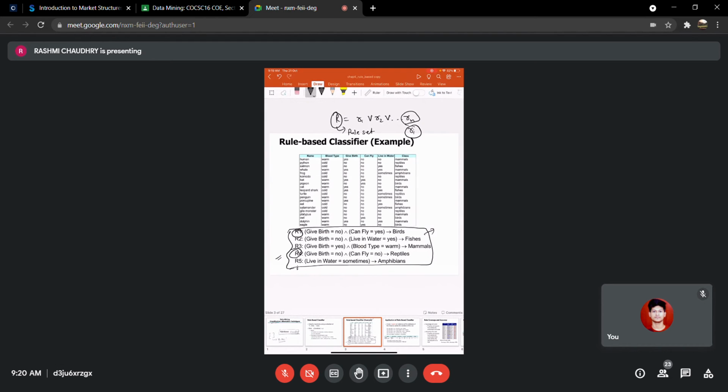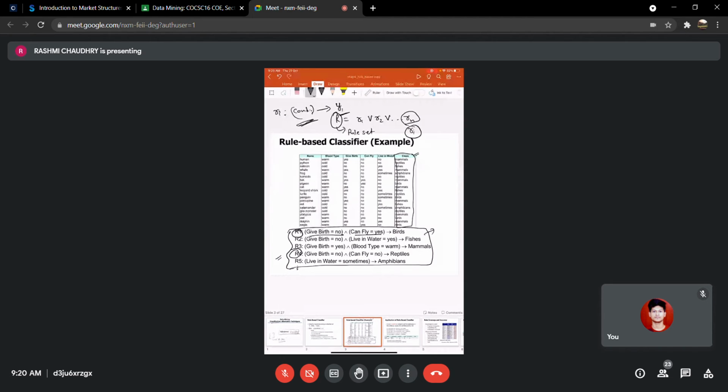Now, how will you classify using a rule? Let's take one example. Some condition is given, and if this condition is true, then we have to predict this class. Let's assume the class is yi. If this condition is met by your input, then your input will belong to this particular class.